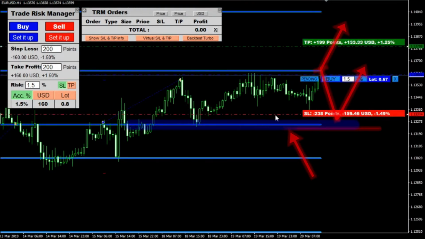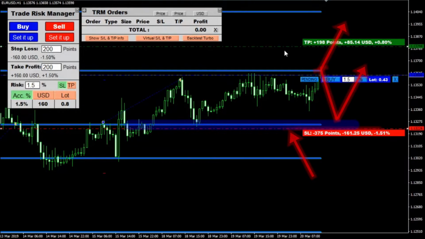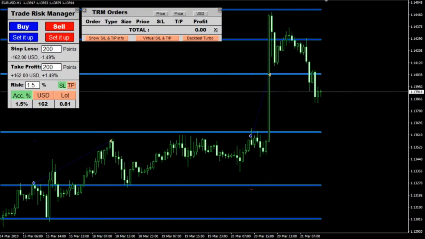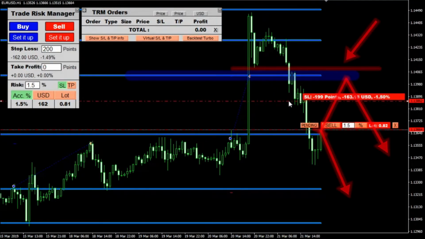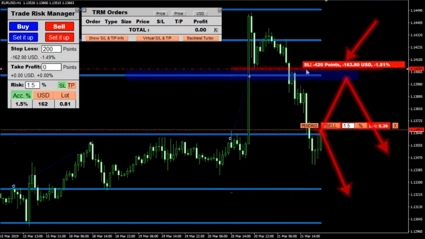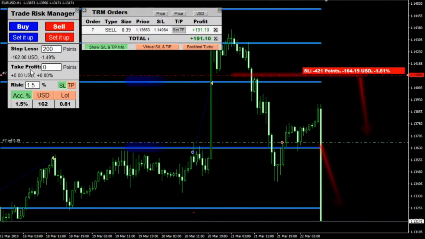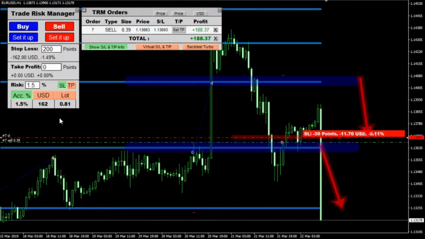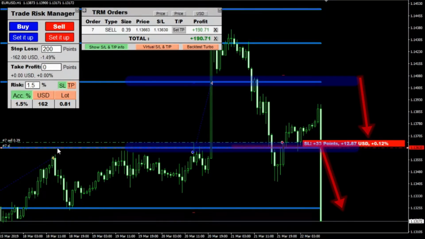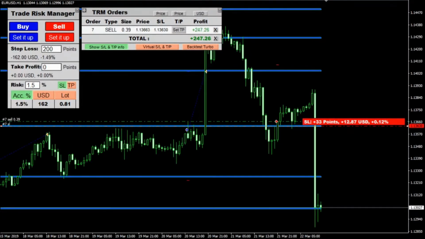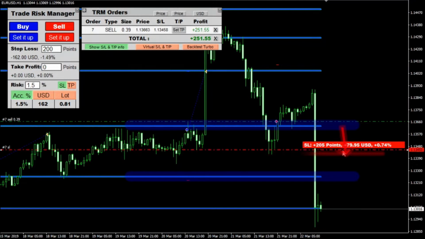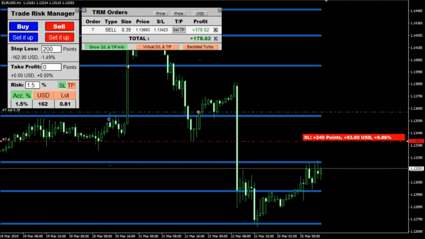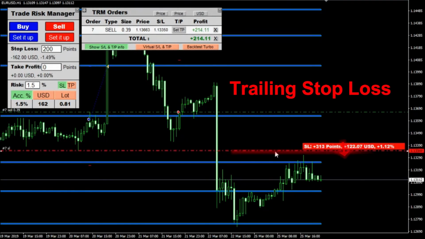Here we can see another example. Like here, for example. When you're trying to catch big movements, you can modify your stop loss when it changes from one zone to another. That way, you will protect your earnings in case the market reverses before you reach your profit. Like here, for example. This is known as trailing stop loss.